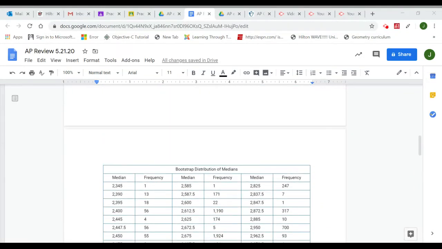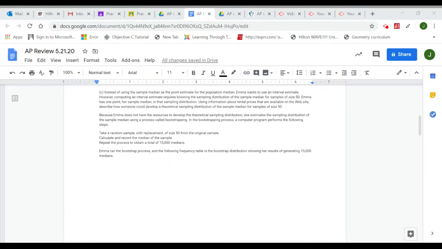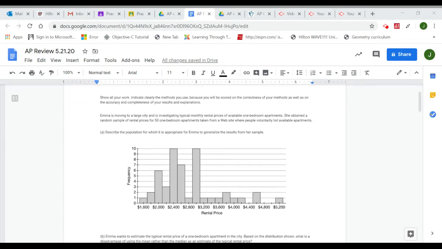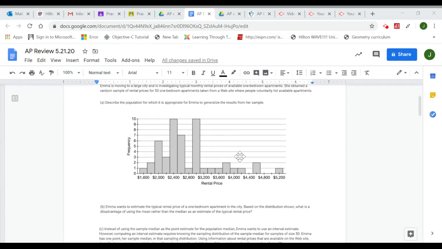So we're on part C, I believe. Yes. Okay. So we talked about up here, we talked about the distribution being skewed right. It is possible that it's bimodal. There are two modes. But remember, we took a sample of 50 from a population.